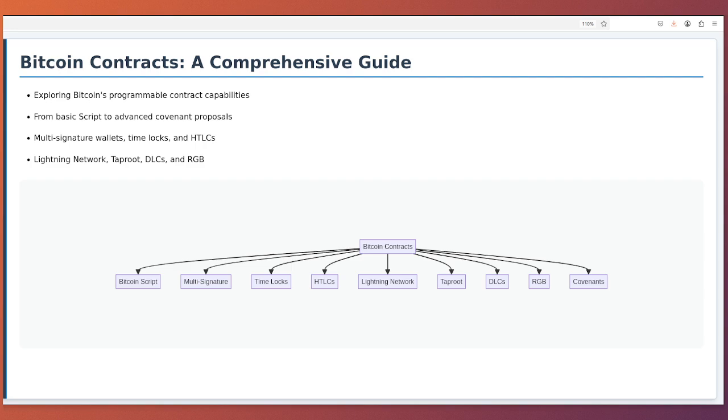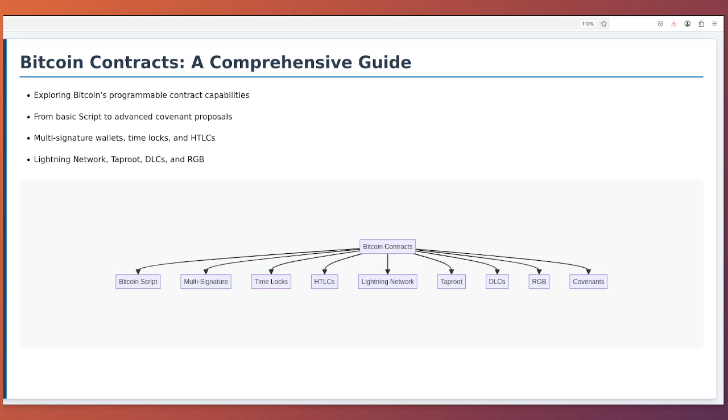Today we're embarking on a comprehensive journey through Bitcoin's contract capabilities. When most people think of smart contracts, they immediately think of Ethereum or other smart contract platforms. However, Bitcoin has had programmable contract capabilities since its inception in 2009. These capabilities are built into Bitcoin's core design through a stack-based scripting language called Bitcoin Script.